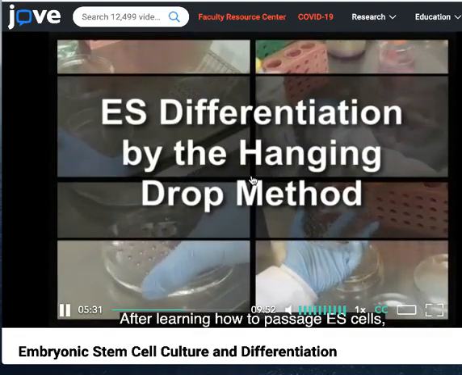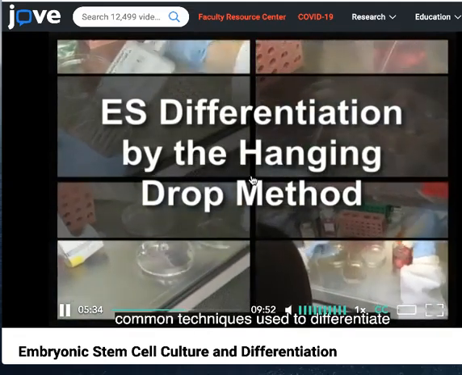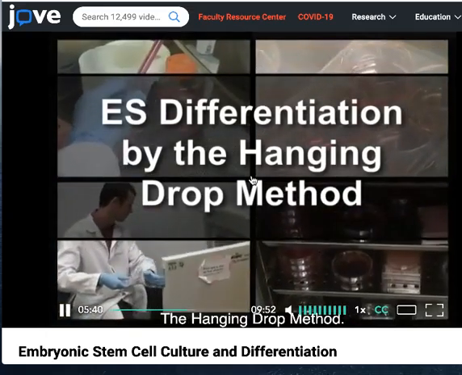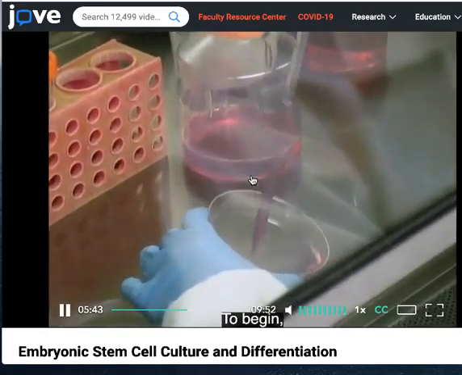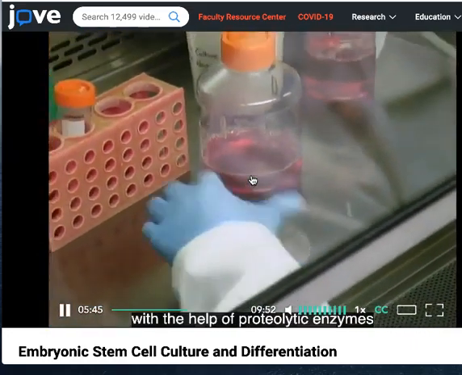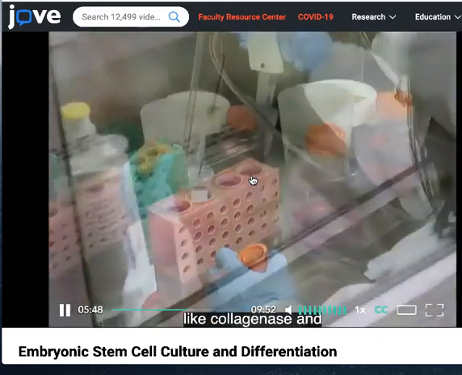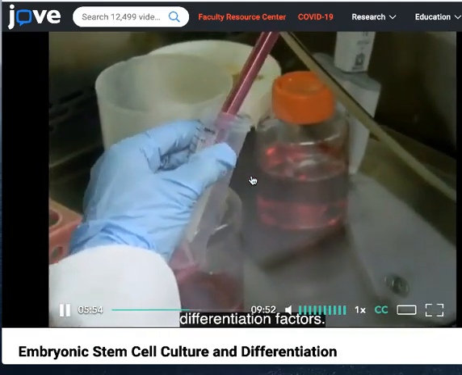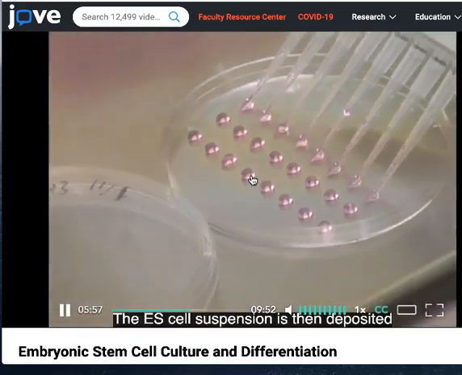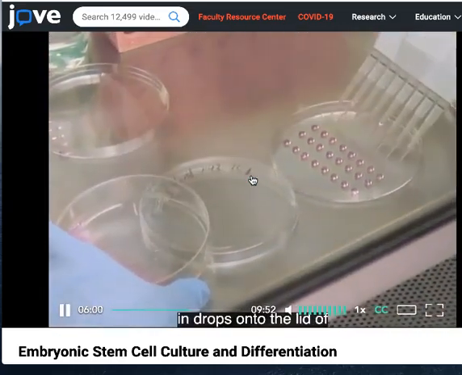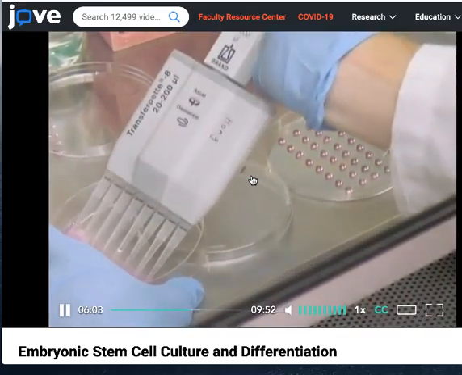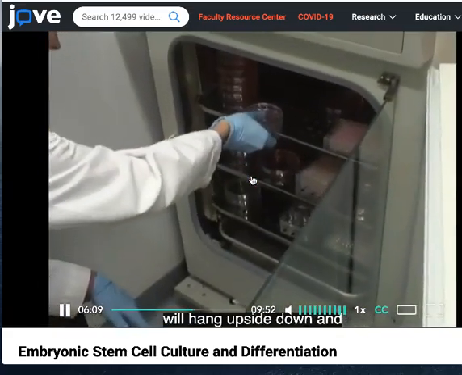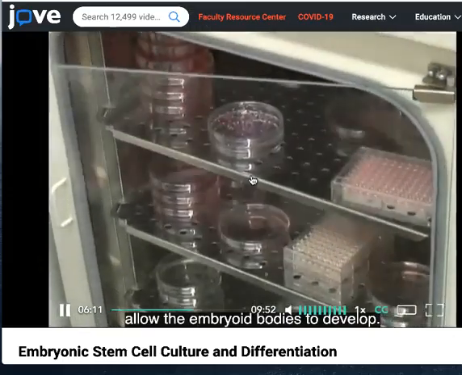After learning how to passage ES cells, let's look at one of the more common techniques used to differentiate ES cells into embryoid bodies, the hanging drop method. To begin, ES cells are detached with the help of proteolytic enzymes like collagenase and diluted to the desired concentration in media containing lineage-specific differentiation factors. The ES cell suspension is then deposited in drops onto the lid of a bacterial petri dish. The lid is quickly inverted and placed on the dish, so the media drops will hang upside down and allow the embryoid bodies to develop.